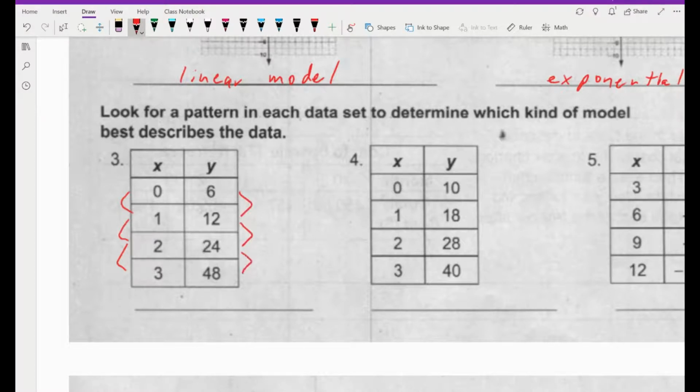What else could it be? Well, to go from 6 to 12, we could also multiply by 2. 12 to 24, and 24 to 48. This is a constant ratio. And so this must be an exponential model.